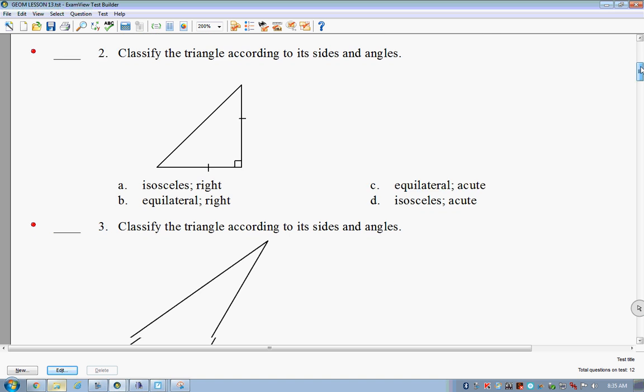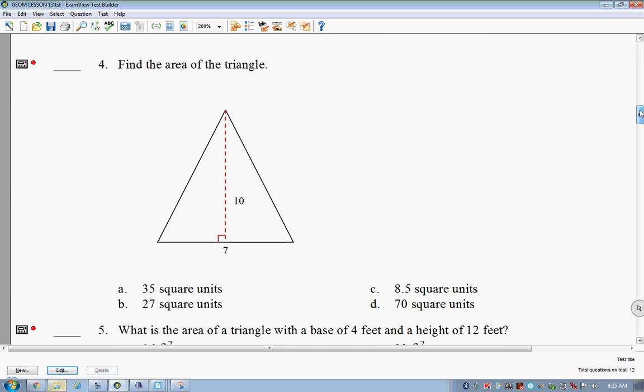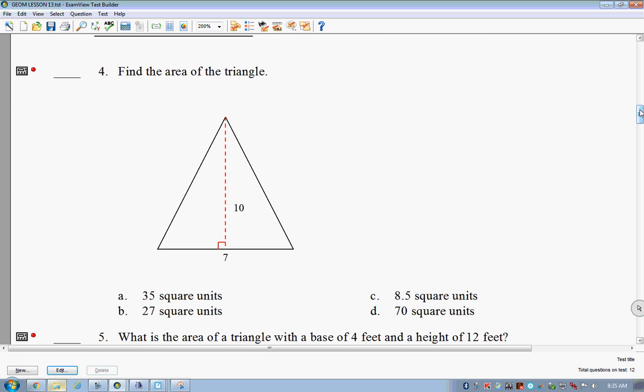Okay. Let's see, Jordan, how would you classify that triangle by its sides? Classify the triangle by its sides. Scalene, good. What else? Scalene obtuse, good. All right, keep moving.